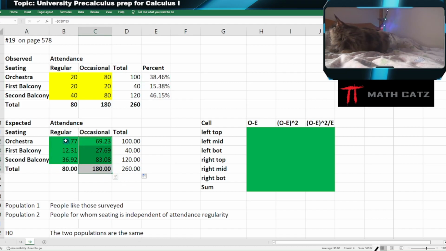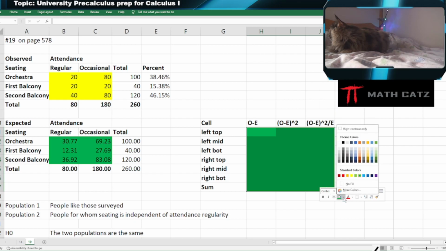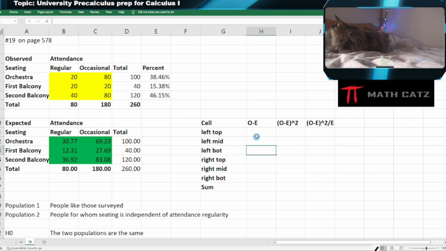So I get my expected scores here, and now I need to compare that to the observed scores. I'm just going to change this to no fill. I'm worried that the green is a little dark for us to see what we're doing. So my chi-square test is the same. I'm going to look at the observed minus expected, square it, divide by expected, and add them all up. Chi-squared score calculation is the same.